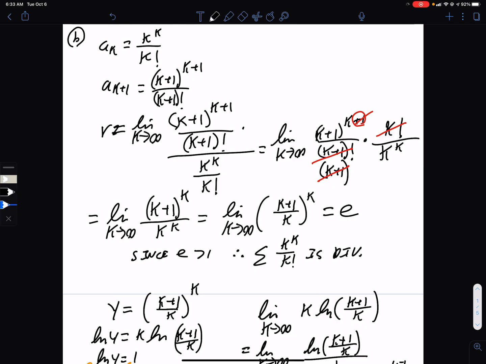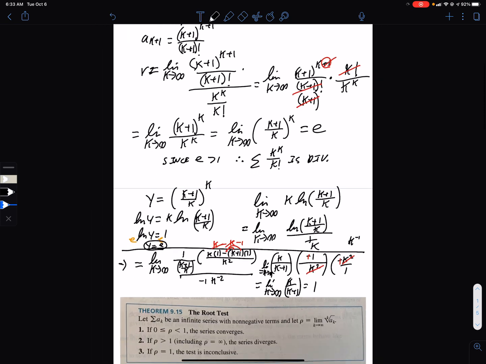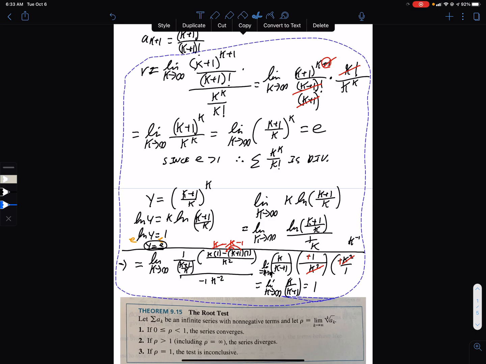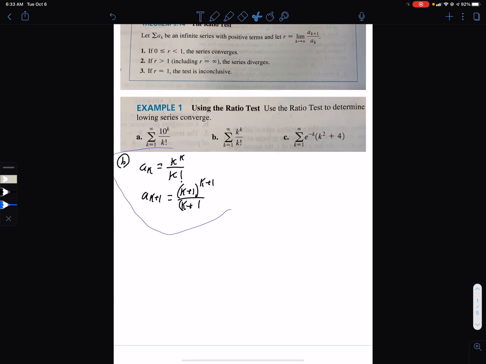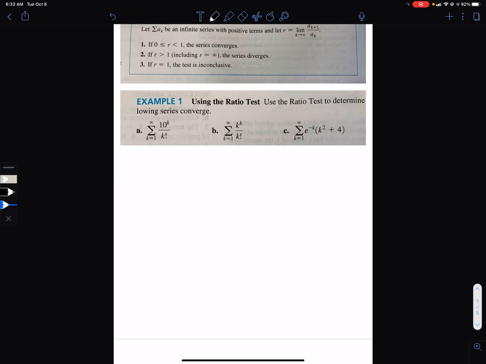We have one more to go. And let me erase all of this. That was a lot of work. A lot of work. Okay, part C. Let's do it.